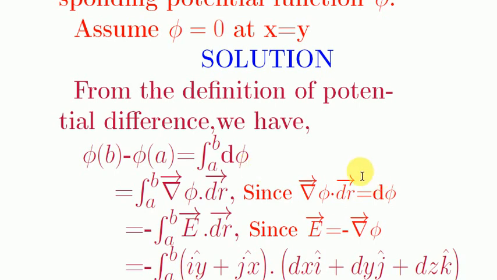Now from vector calculus we can say that gradient of phi dot dr equal to d phi. At the end of this problem, I will discuss how we can derive this relation. But now we can use this relation, and in place of d phi we can use grad phi dot dr. So we can write integration a to b gradient of phi dot dr.